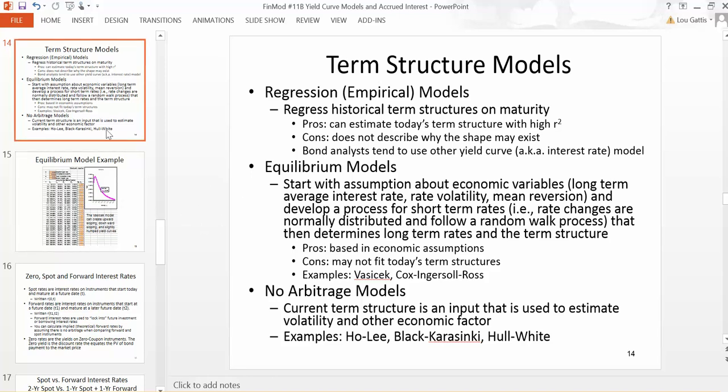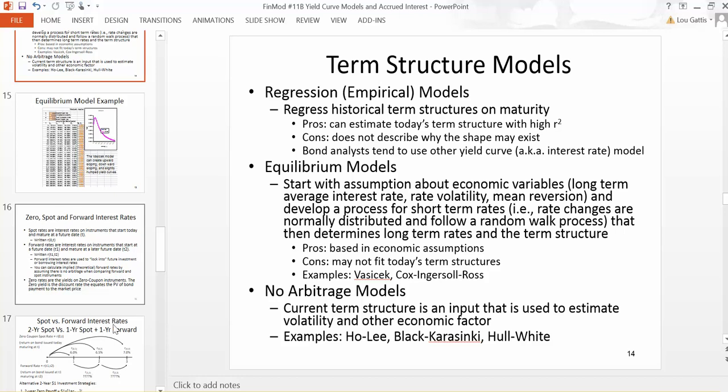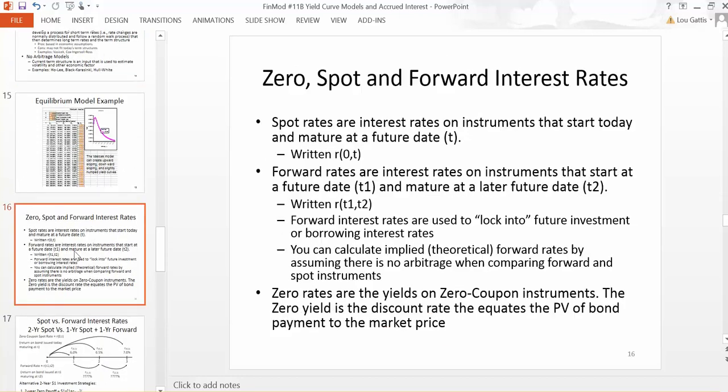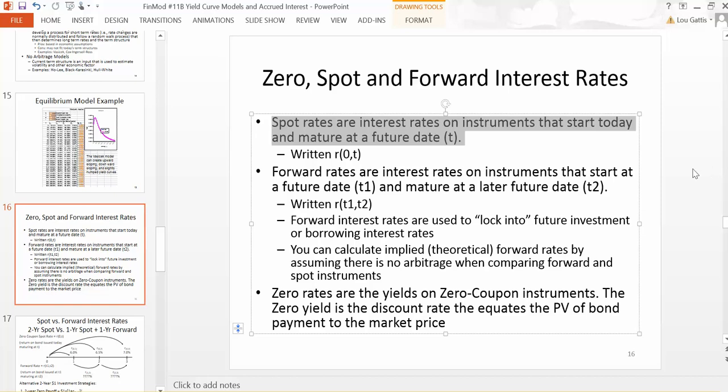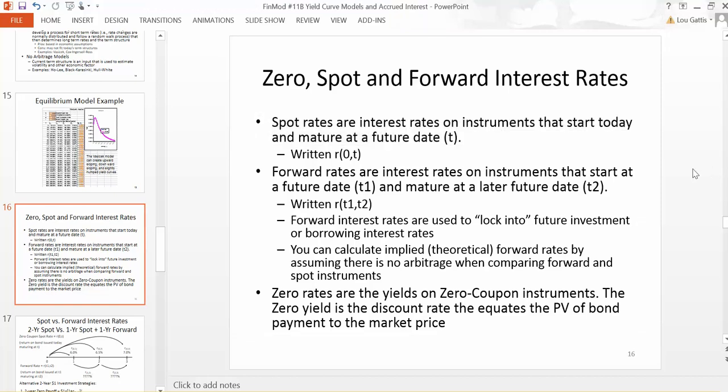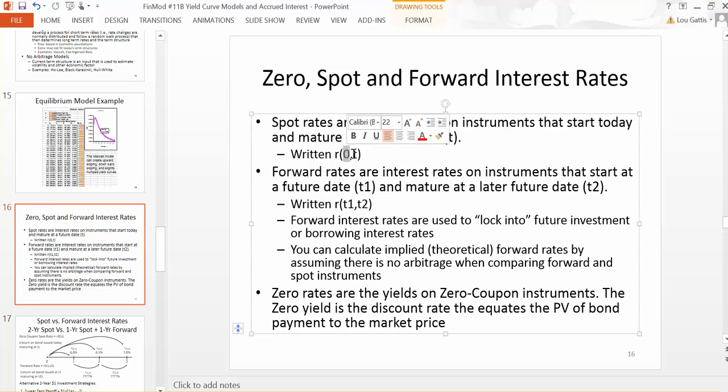All right, the last thing I want to do is talk about forward interest rates versus spot rates and zeros. Every interest rate you've ever seen probably in your life, unless you've taken a derivatives class, is a spot interest rate. In other words, an interest rate on a borrowing or lending that starts today. So say you get a one-year loan or a one-year CD at the bank that starts today and lasts for 1 year. We'd say that instrument starts today and lasts for 1 year. And we say that's a spot rate.